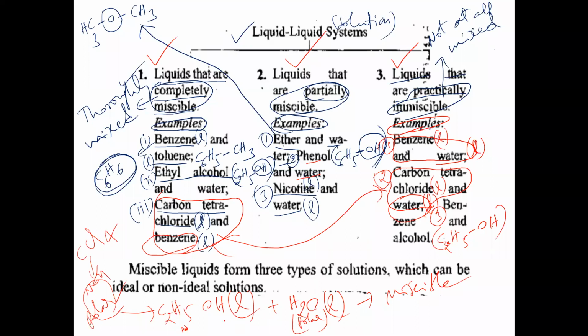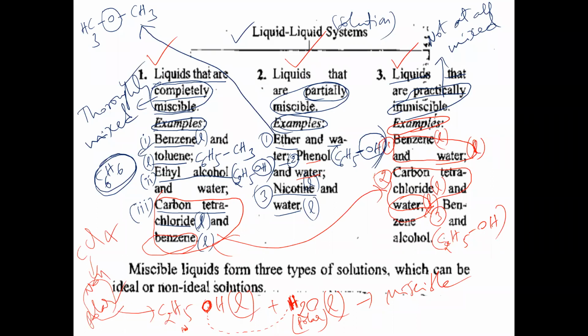The reason is that there will be hydrogen bonding between the hydrogen atom of water and the oxygen atom of ethyl alcohol. Between oxygen and hydrogen, hydrogen bonding will be there. Because of hydrogen bonding, ethyl alcohol is soluble in water. Don't think that ethyl alcohol is a polar substance. Ethyl alcohol is a non-polar substance only.